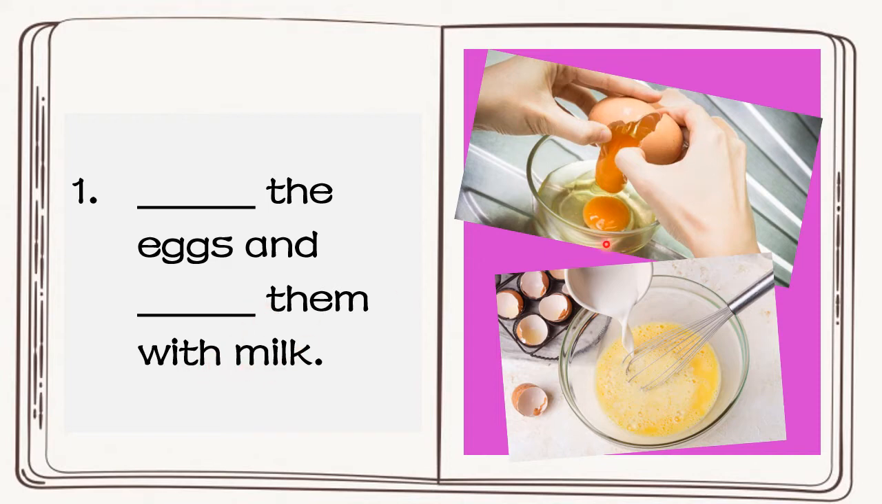So now look at the first picture. Okay, so the suitable cooking verbs to fill in here are, yes, break. Break the eggs and, okay, the second one, and mix them with milk. Okay, mix them with milk.